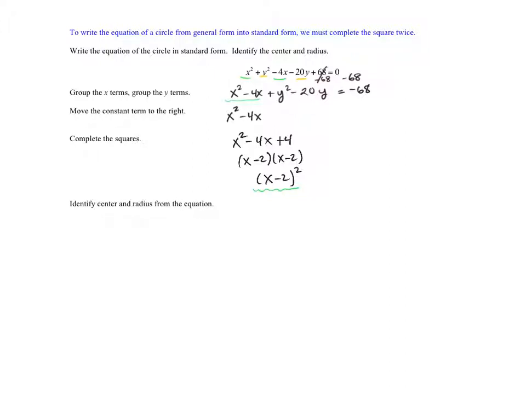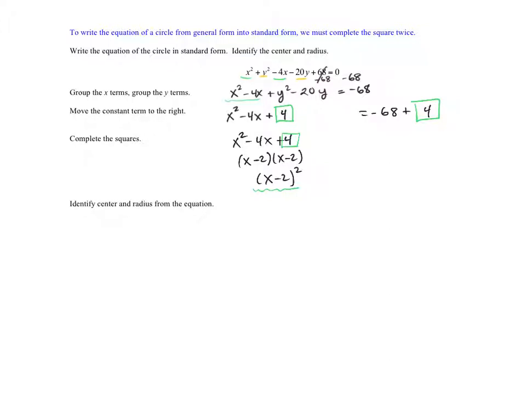I don't have a 4 here. Okay, but what I can do is give myself what I want as long as I do the same thing to both sides of the equation. I can add 4 to both sides, that's fine. It's not going to change the value of my equation if I add 4 to both sides. Okay, now doing that allows me then to have an expression that can factor.